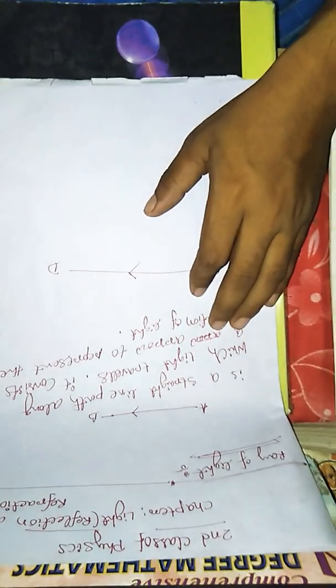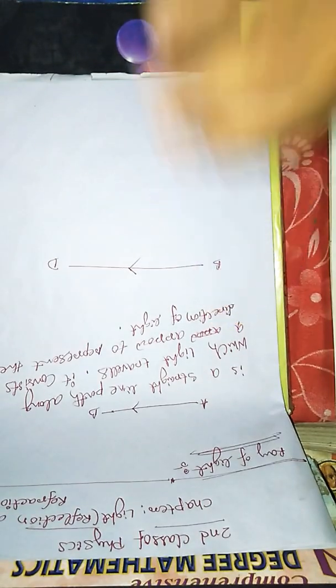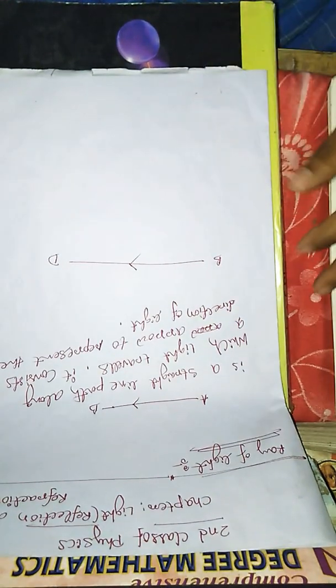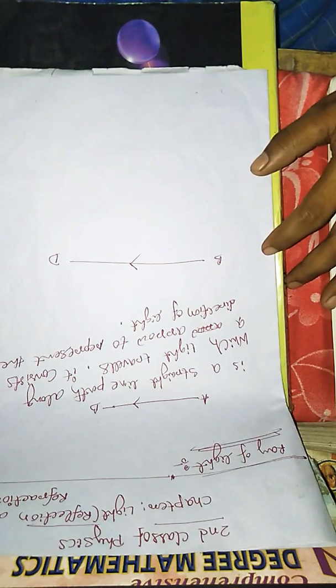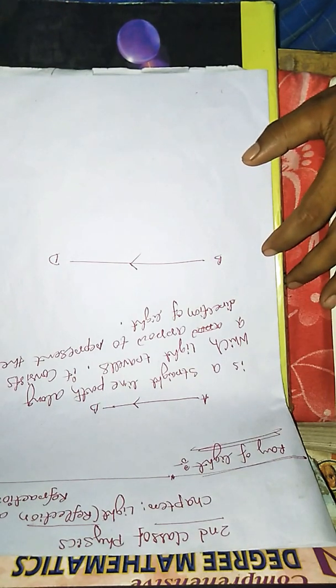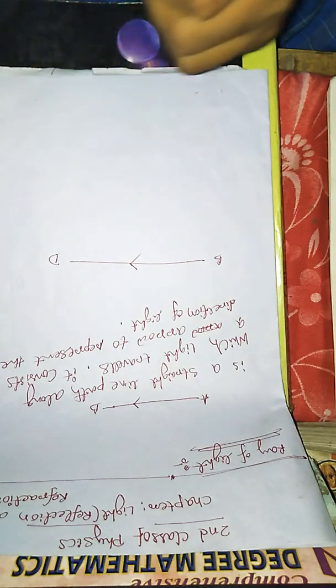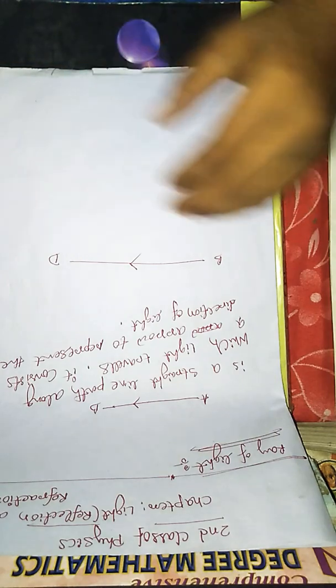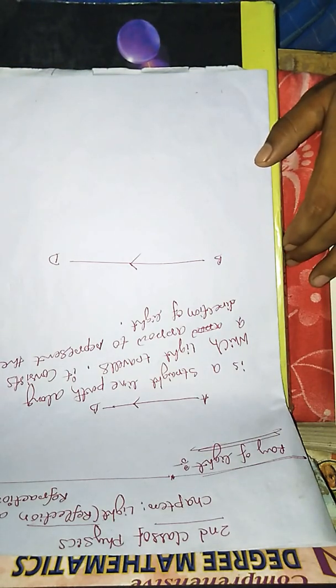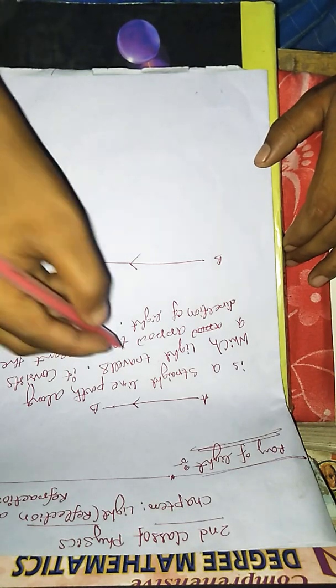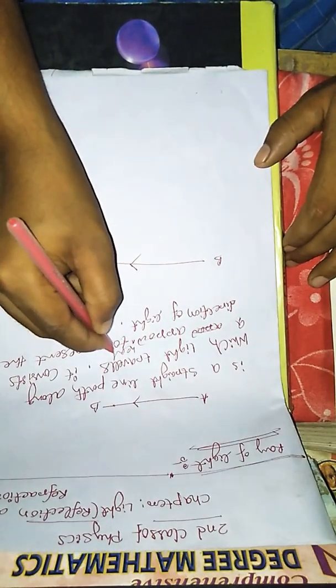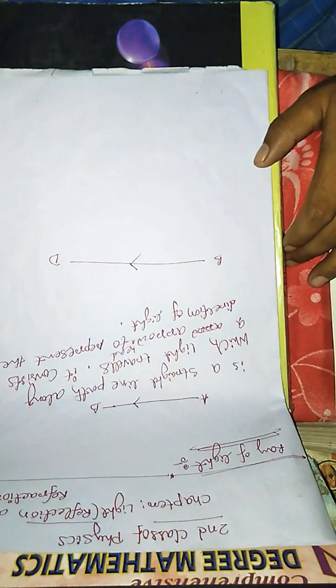And this is the definition. The definition is very easy, so let's read it again. The ray of light is a straight line path along which light travels. So a ray of light is a straight line path, and we already discussed in the first class that light always travels in a straight line. So the ray of light is a straight line path along which light travels, and it consists of an arrowhead to represent the direction of light.